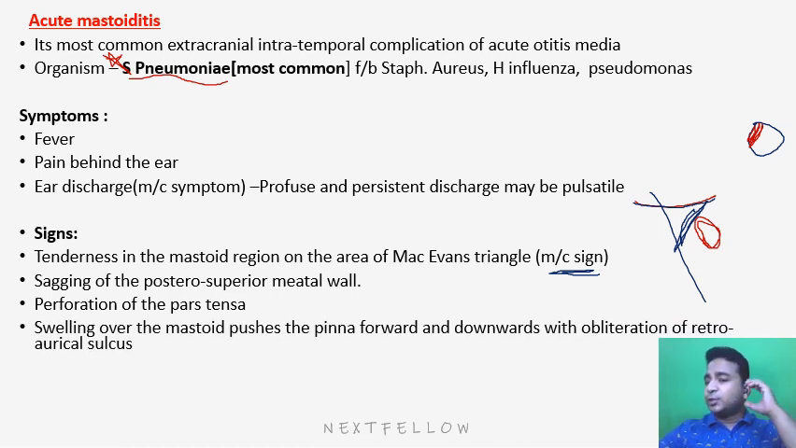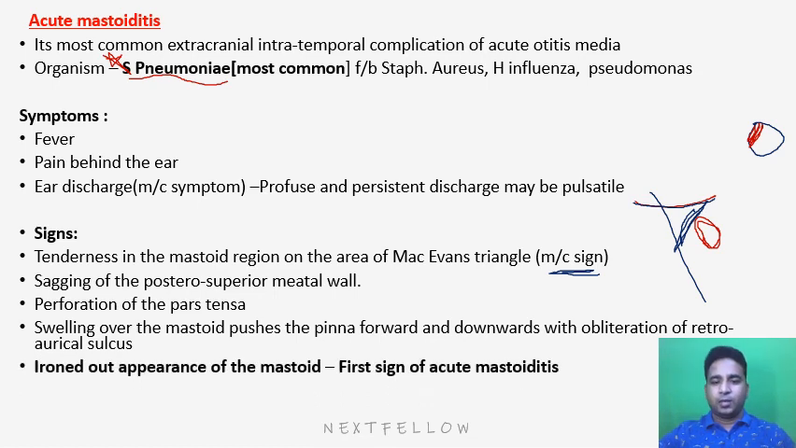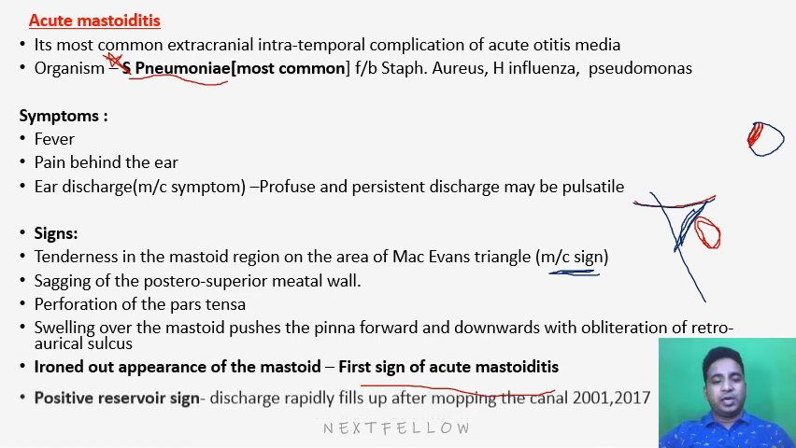And then comes the swelling of the pinna. Suppose there is a pus collection in the mastoid cavity, what will it do? It will push our pinna forward and downwards. And the retroauricular sulcus, just behind the pinna, may get obliterated. So there will be an appearance known as ironed out. There are no creases, so this crease will be absent. So the ironed out appearance of the mastoid is the first sign of acute mastoiditis, a point to remember.